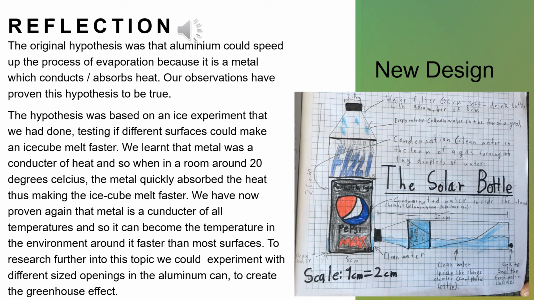We have now proven again that metal is a conductor of all temperatures, and so it can become the temperature of the environment around it faster than most surfaces. To research further into this topic, we could experiment with different sized openings in the aluminium can to create the greenhouse effect.